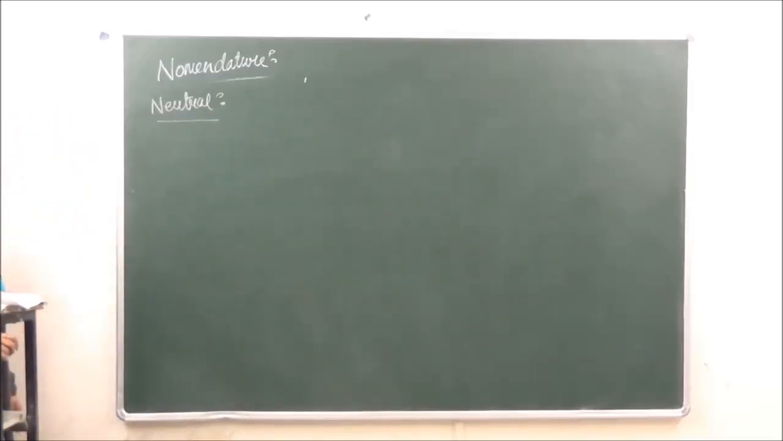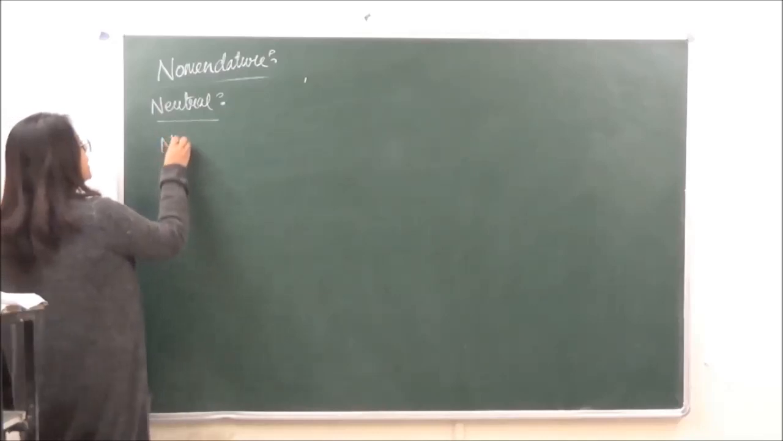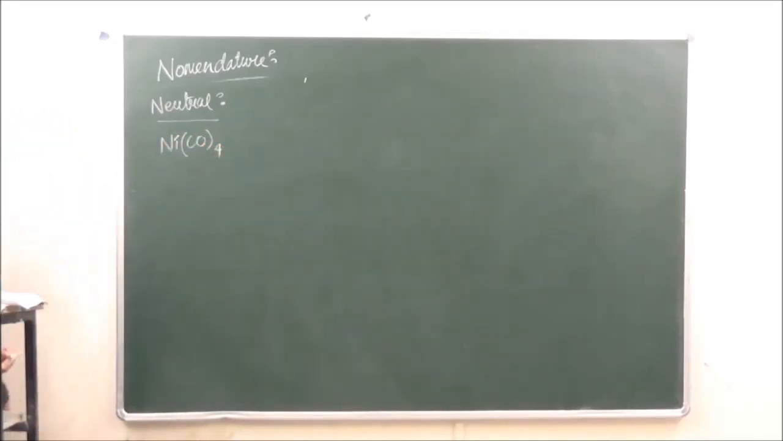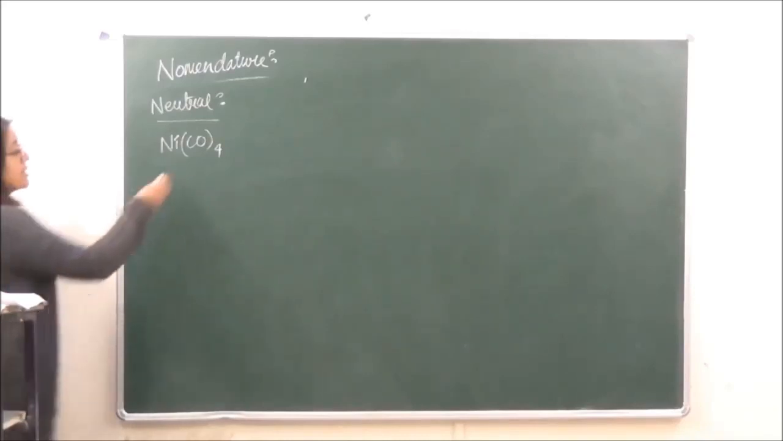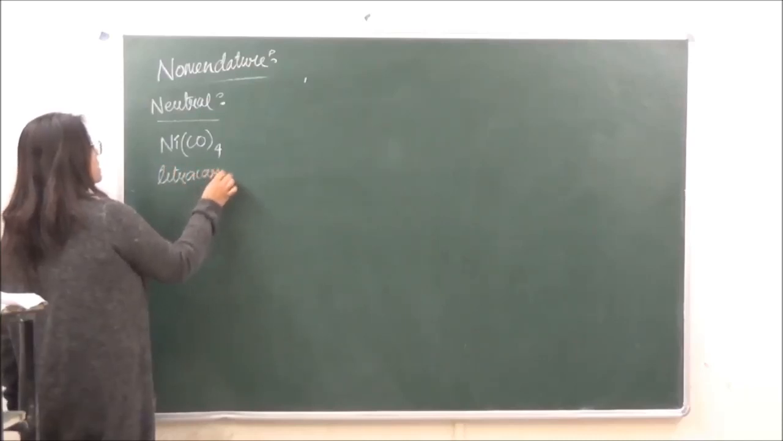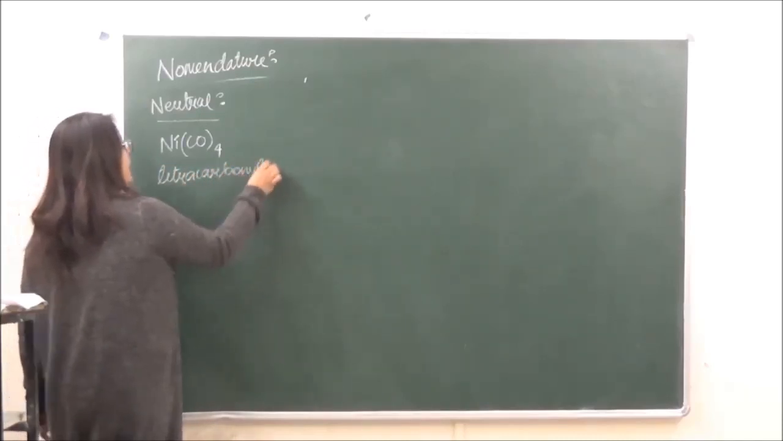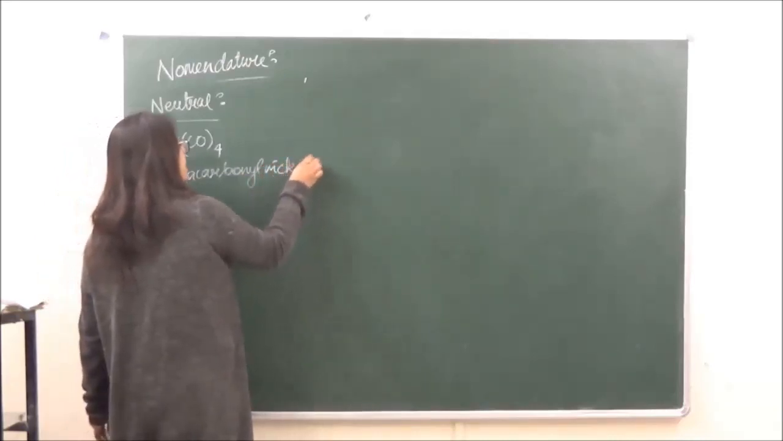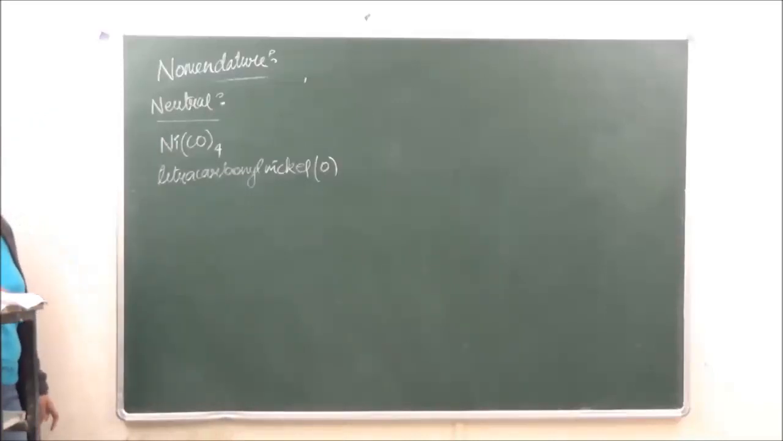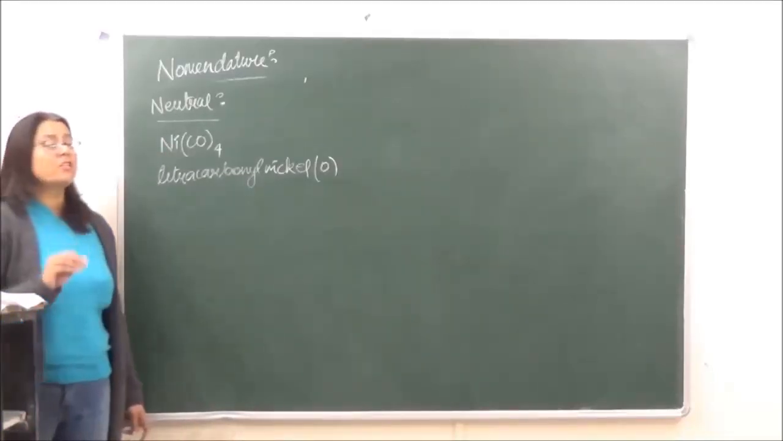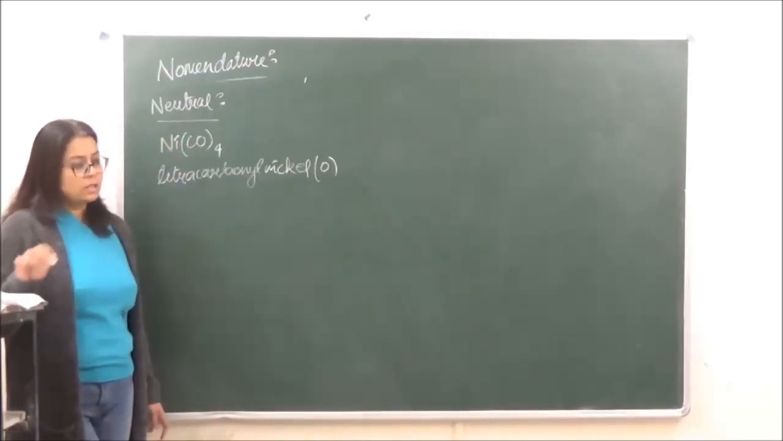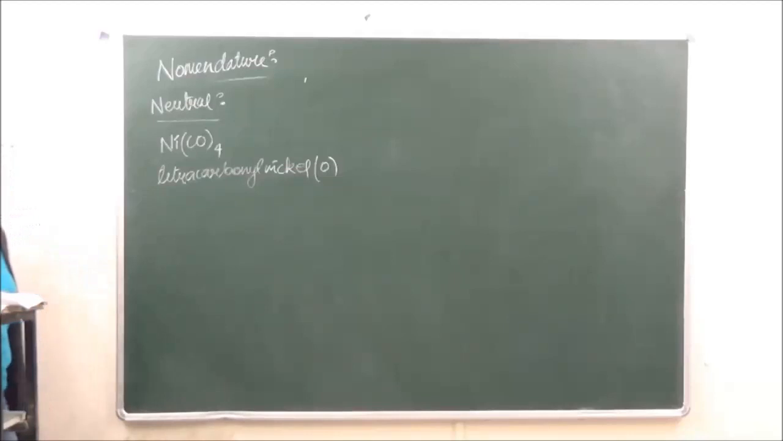As it is in words. For example, if you are having nickel carbonyl 4, a neutral species, the name given will be tetracarbonyl nickel, and the oxidation state of nickel over here is 0. Even if the oxidation state is 0, you have to mention the oxidation state as 0 in the brackets. That is very important. Okay? So these are the rules.